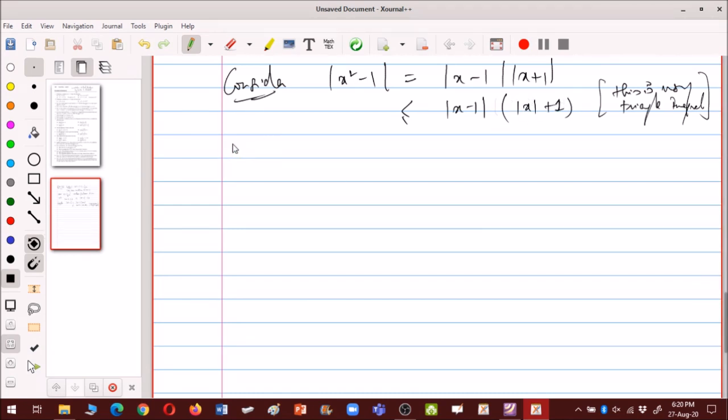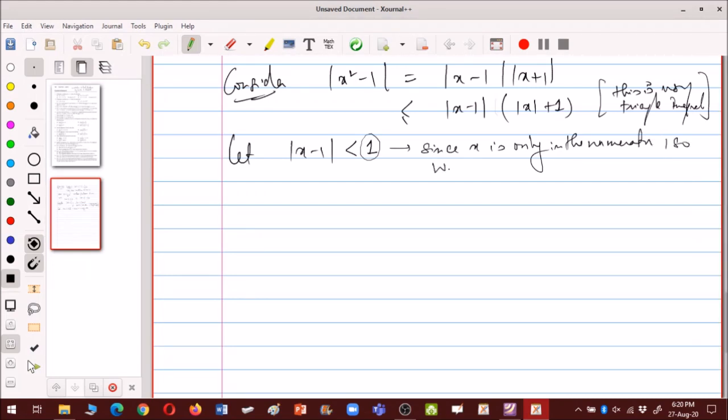For that I will take some bound on |x - 1|. So let |x - 1| be less than 1. Since x is only in the numerator, we can take any positive real number at this place. Since 1 looks good, I am taking 1. You can take any positive real number in the place of 1.